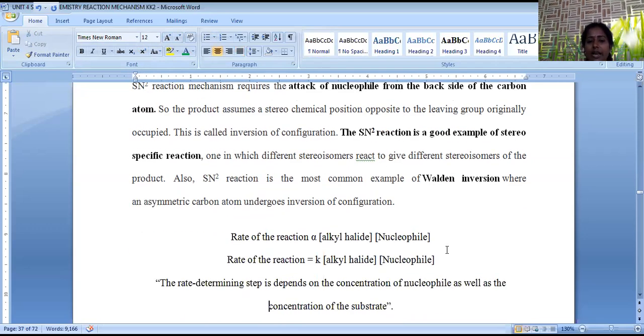Let us see how the mechanism and the reaction progress are carried out. Rate of the reaction is directly proportional to two reactants. One is the alkyl halide, second is the nucleophile. Both have an effect on the rate of the reaction. Hence it is considered second order kinetics and a bimolecular nucleophilic substitution reaction.